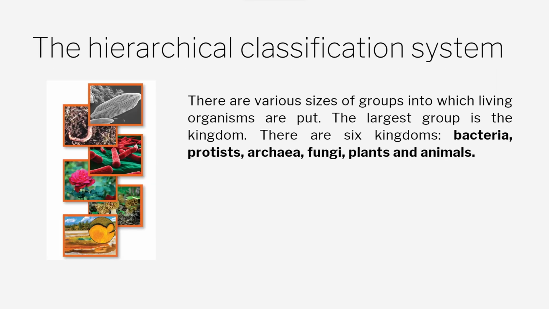The hierarchical classification system. There are various sizes of groups into which living organisms are put. The largest group is the kingdom. There are 6 kingdoms: bacteria, protists, archaea, fungi, plants, and animals.